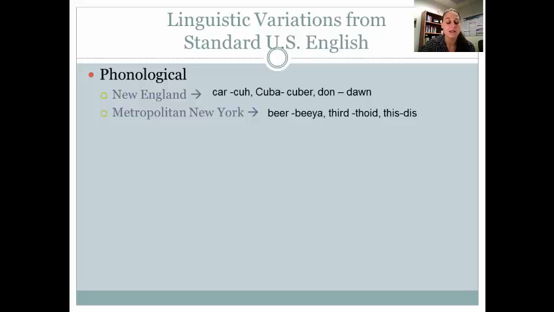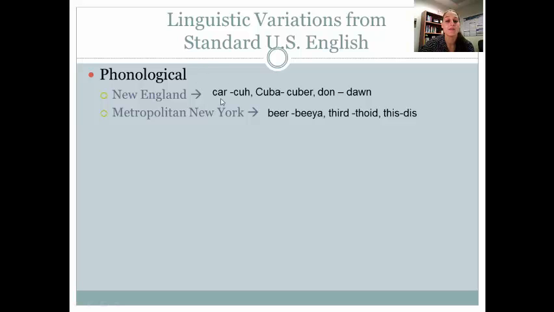So in New England, the rule is actually that R's are dropped, especially at the end of words, like car would be ka, right? An extra R is added to words that end with a vowel, so Cuba would be Cuber. And also there is no distinction between these two words, and so I actually say them differently. I go dawn and dawn, but actually in the New England dialect, they would say dawn and dawn.